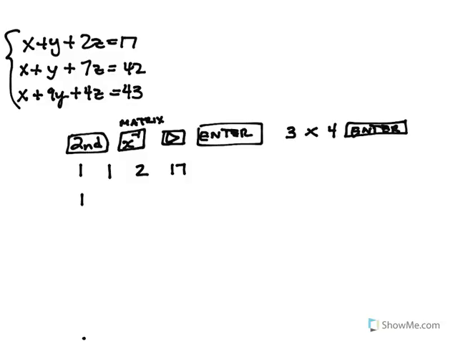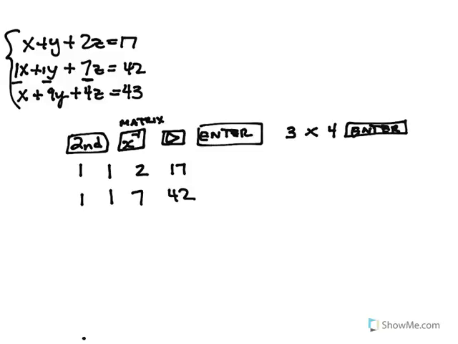So I'm going to put in 1, press enter. I'm going to put in another 1, press enter. I'm going to put in a 7, because I'm on this row now. Press enter. I'm going to put in a 42, and press enter.